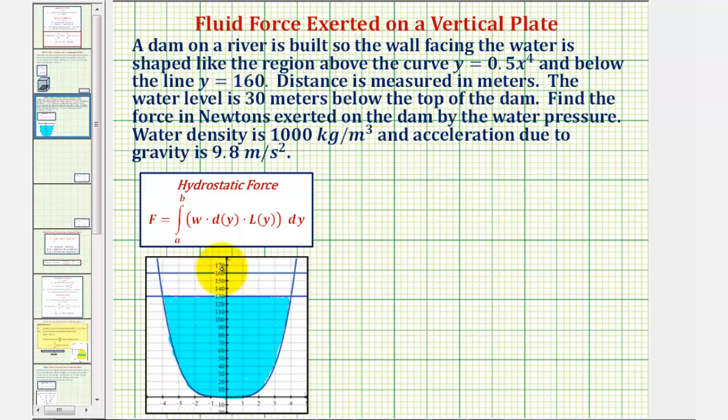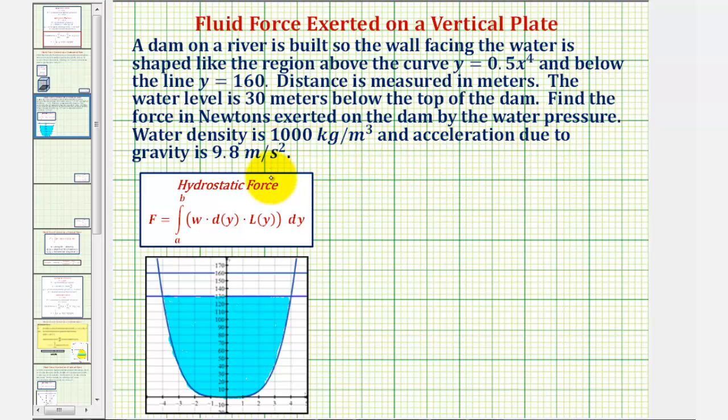Since 160 minus 30 equals 130, this is the water level here at y equals 130. So this shaded region is where the force is being applied. We want to find the force in newtons exerted on the dam by the water pressure. And we're given the density of water as well as the acceleration due to gravity.